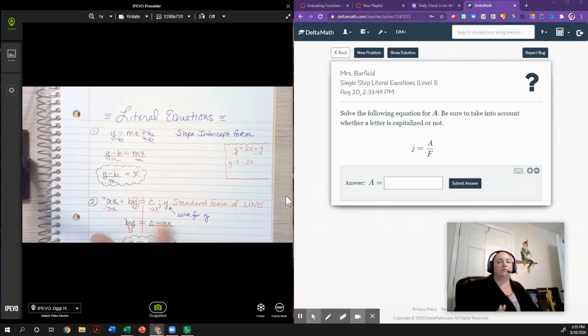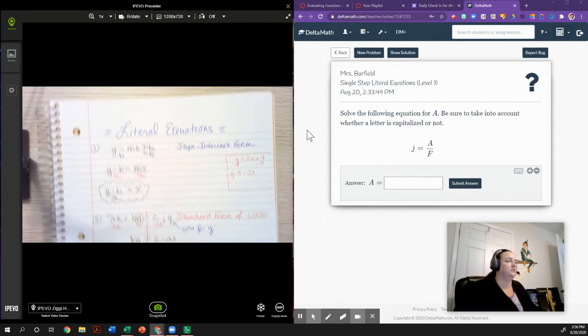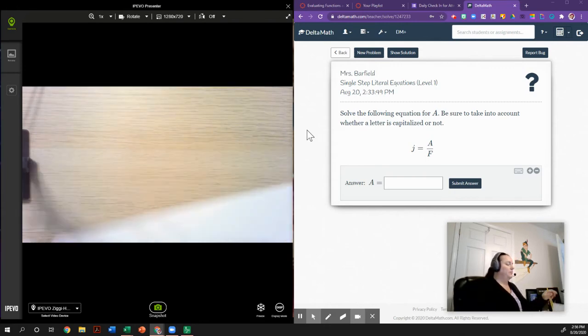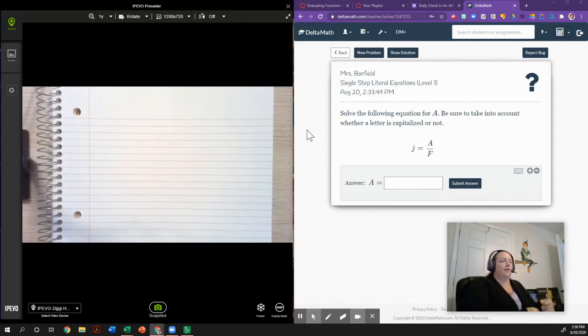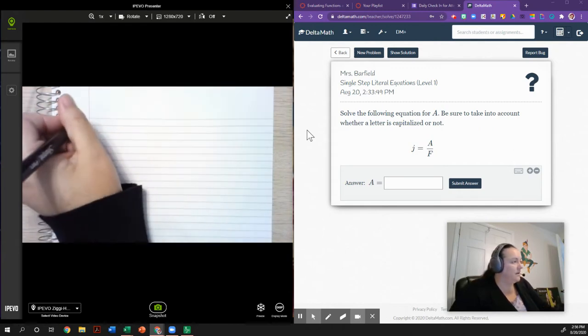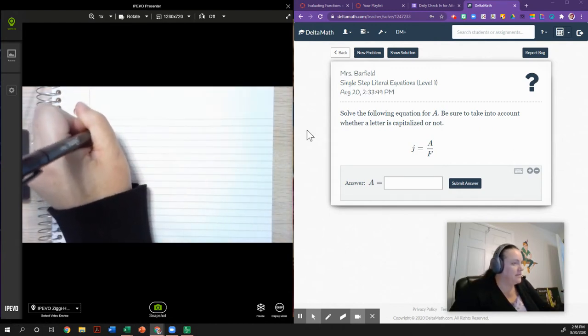Welcome back, you guys. So I'm going to look at part 2 of literal equations, and we're actually going to now look at the sample problems here on Delta Math. Okay. All right. So it says solve the following equation for a capital A. Be sure to take into account whether a letter is capitalized or not. Basically, that's also telling us that when we type it in, we need to make sure we capitalize and lowercase our letters.